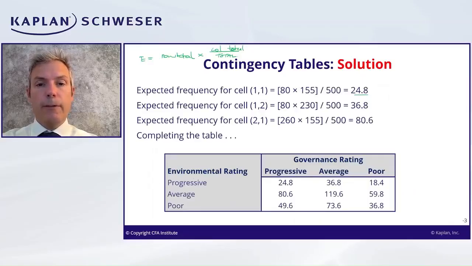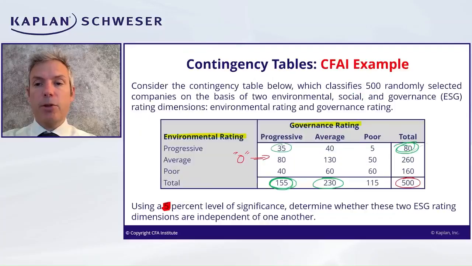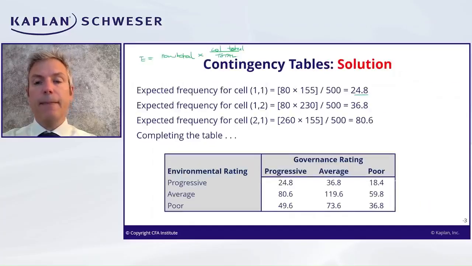Row 2, column 1, we've changed rows, so we're going to be splitting this 260 from row 2 out by 155 over 500. That's what we'd expect to see under null conditions. So that's completed the table. This is our expectations, our E's. So you've got your O's in the original table. You've got your E's in that expected table.